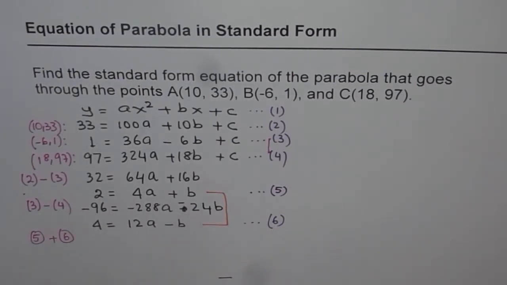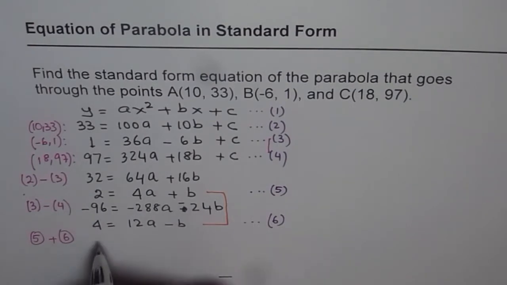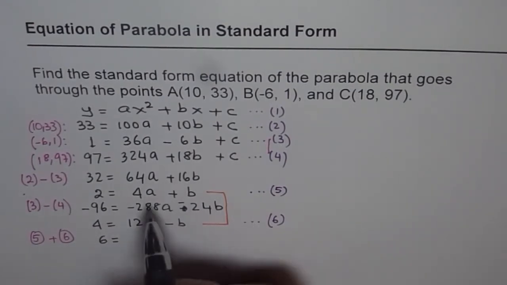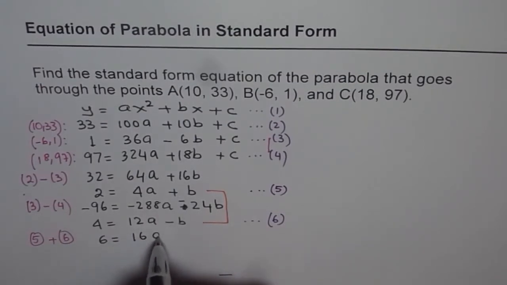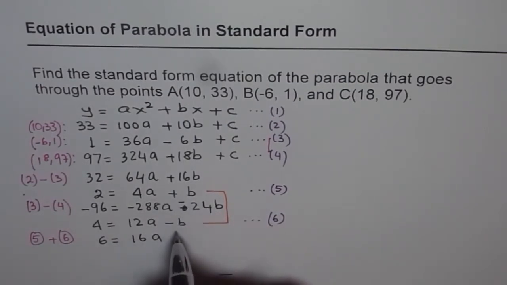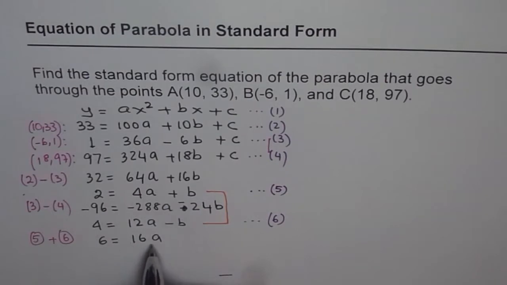So when you add them, what do you get? 2 plus 4 is 6. We get 6 equals 2. 12 plus 4 is 16, 16a, and b minus b is 0. So we get 6 equals to 16a, right? So from here we can find what a is.